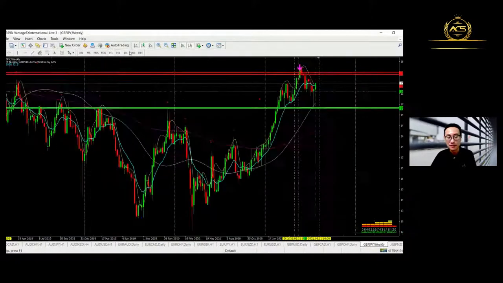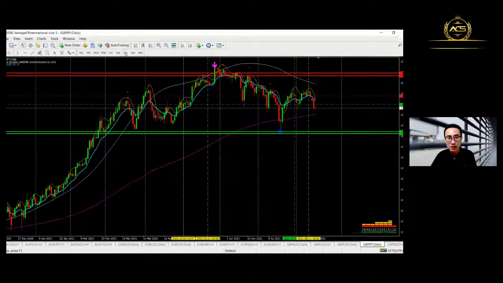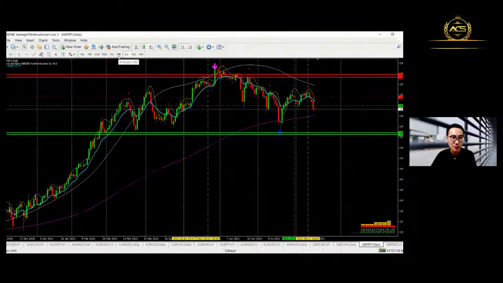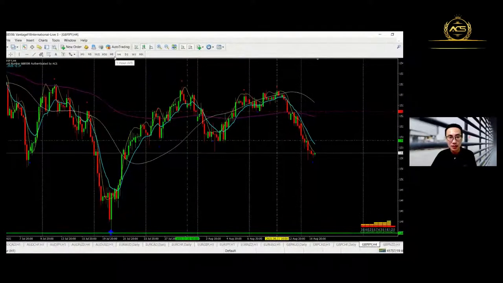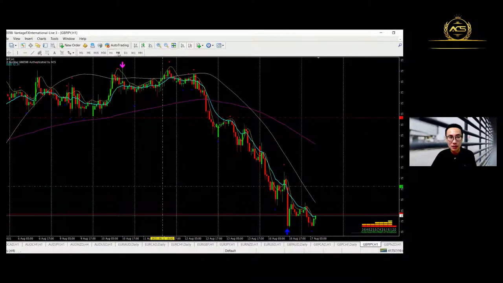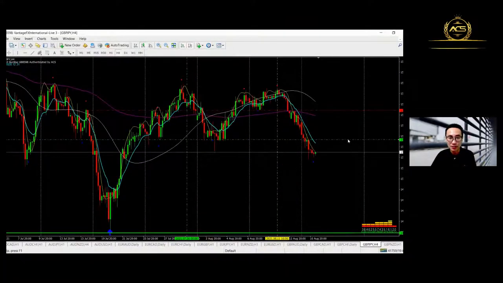Pound yen. Let's take a look at pound yen. Alright, pound yen. Okay, we are in the bear. Okay, good. Pound yen in the bear. And turning down for short right now. Is it turning down or no? We are on the support now. We are on the support level.